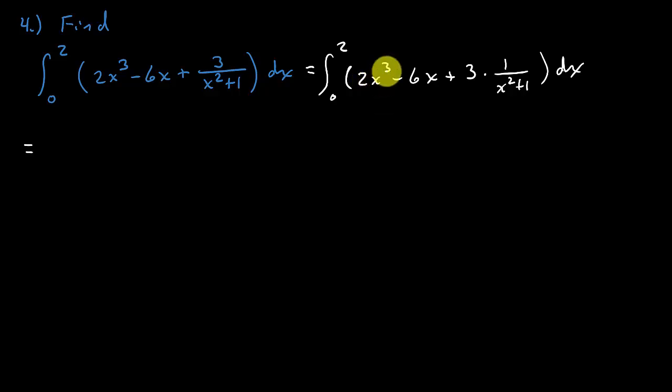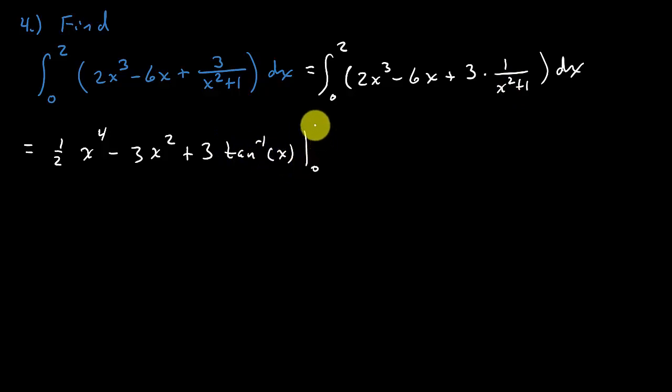So let's go ahead and integrate. I've got x cubed, so that's going to be x to the 4th, and then I'm going to multiply by the reciprocal of my new exponent, which is 1/4. 1/4 times 2 is 1/2, minus, and then the antiderivative of x is x squared, times the reciprocal of the new exponent, which is 1/2. 1/2 times 6 is 3, plus 3, and then remember this one from the table, 1 over x squared plus 1, that is inverse tan x, and that's going from 0 to 2.